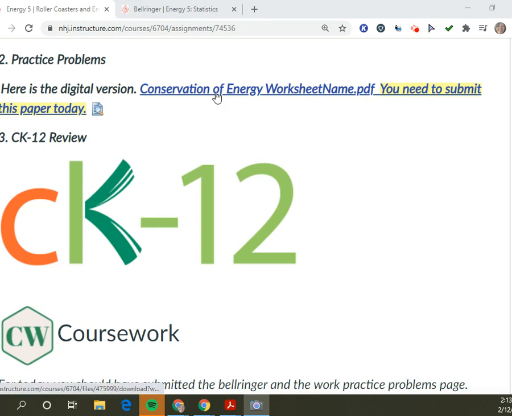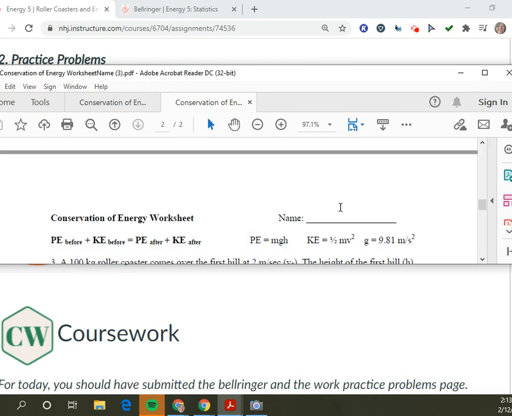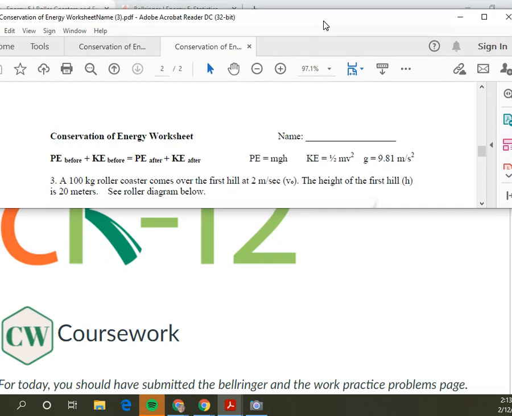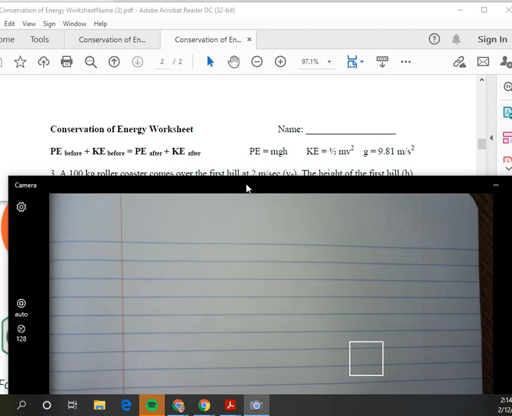Okay, so today we're going to go through this conservation of energy worksheet. The worksheet is right here. It starts at the top. You guys will need to pull out a piece of paper or however you're going to record this information, because this is what you're going to turn in today, is just what we put on the recording.